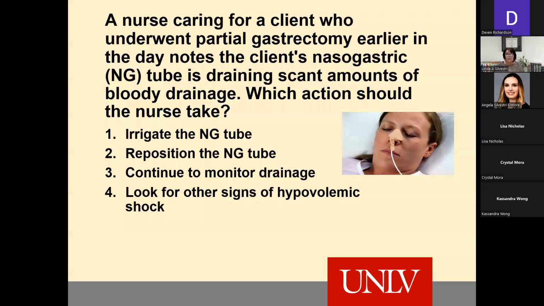Okay, what do we have next? A nurse caring for a client who underwent partial gastrectomy earlier in the day notes the client's nasogastric tube is draining scant amounts of bloody drainage. Which action should the nurse take? Irrigate the NG tube, reposition the NG tube, continue to monitor drainage, look for other signs of hypovolemic shock.